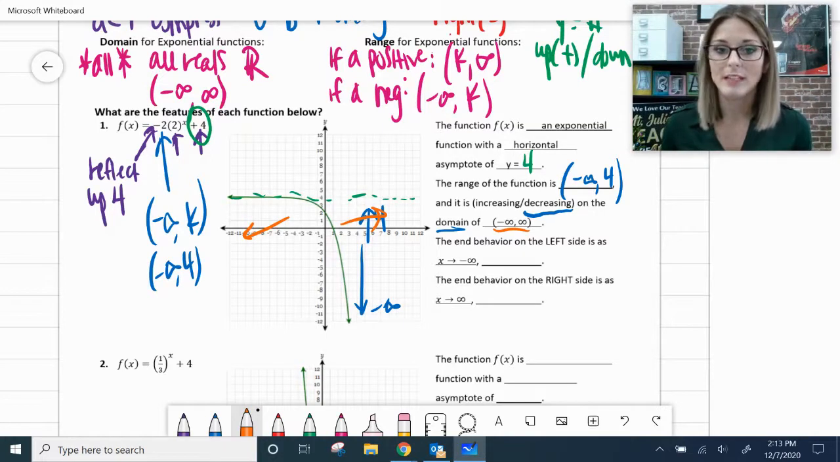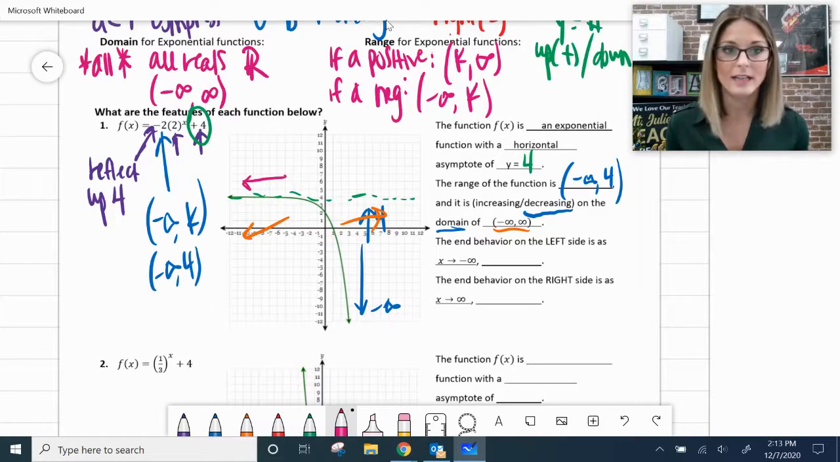And the last statement we've got to fill in is about end behavior. So the end behavior on the left side. As I look at the left side, as x approaches negative infinity, what is y doing? Well, y is going to continue to approach 4. That's on the left side. As x goes left, y is getting closer and closer to 4.